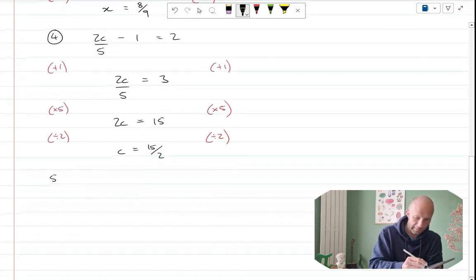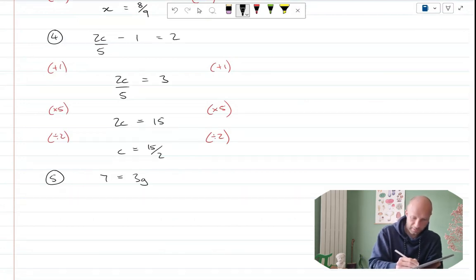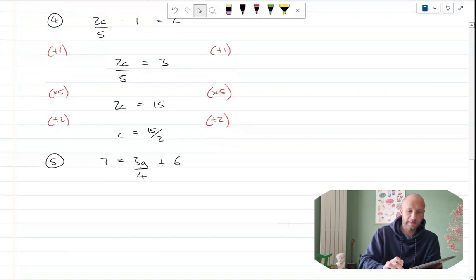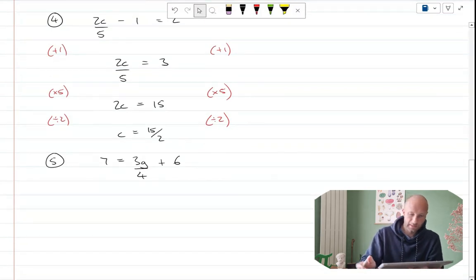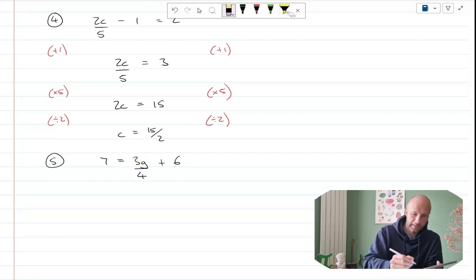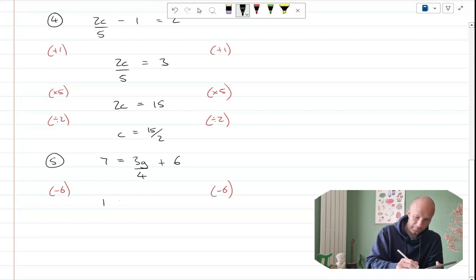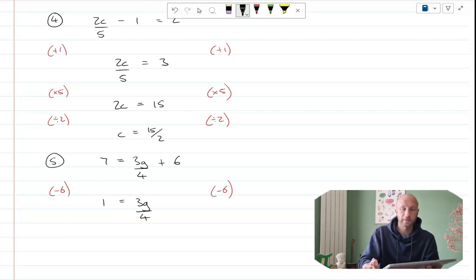And the last one, number 5, 7 equals 3g over 4 plus 6. And do try and keep everything nice and neat. It makes things a lot easier to see if things are neat. And again, get the g term. Here's the g term by itself. So get rid of the plus 6. We do that by minusing 6 from both sides. 7 minus 6 is 1. And when I minus 6 from the right, I'm just left with the g term. It looks like this.